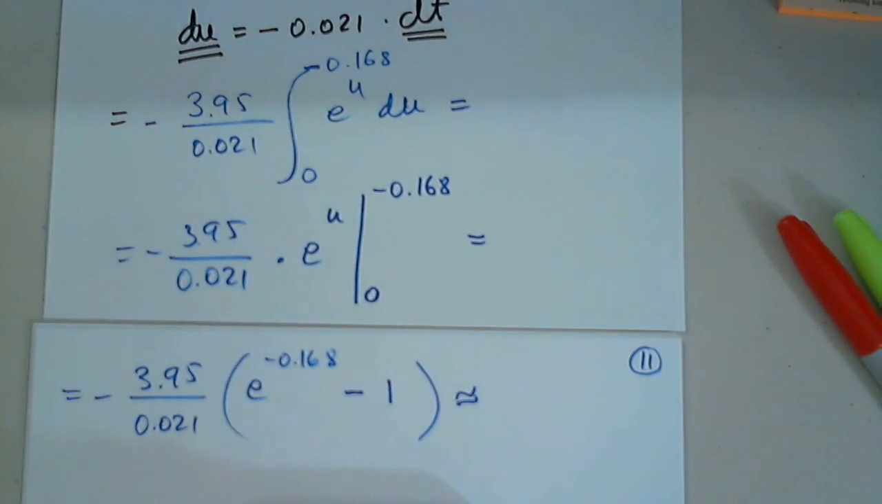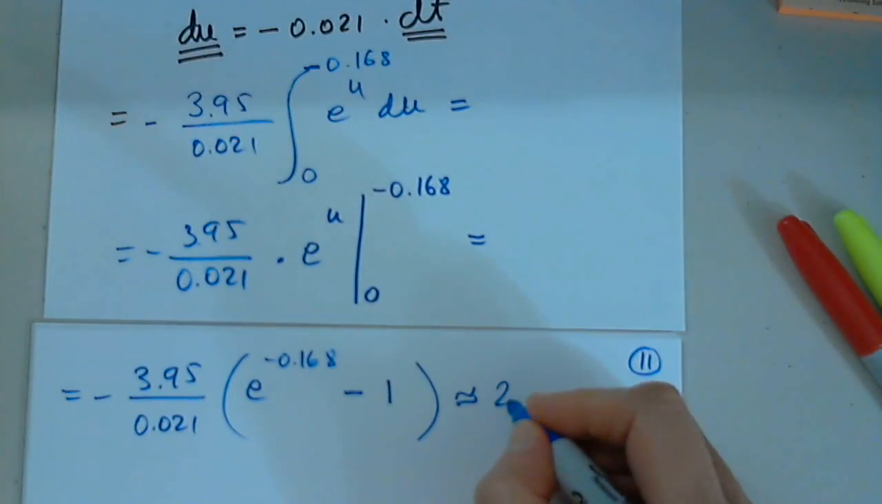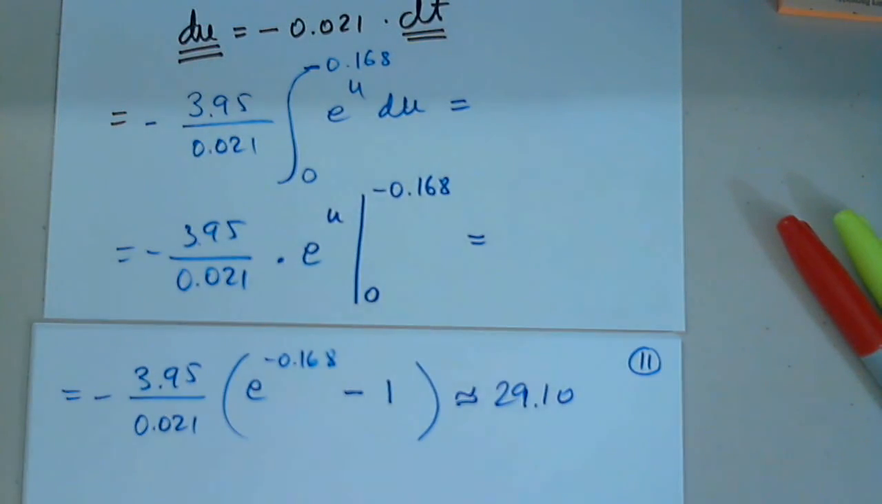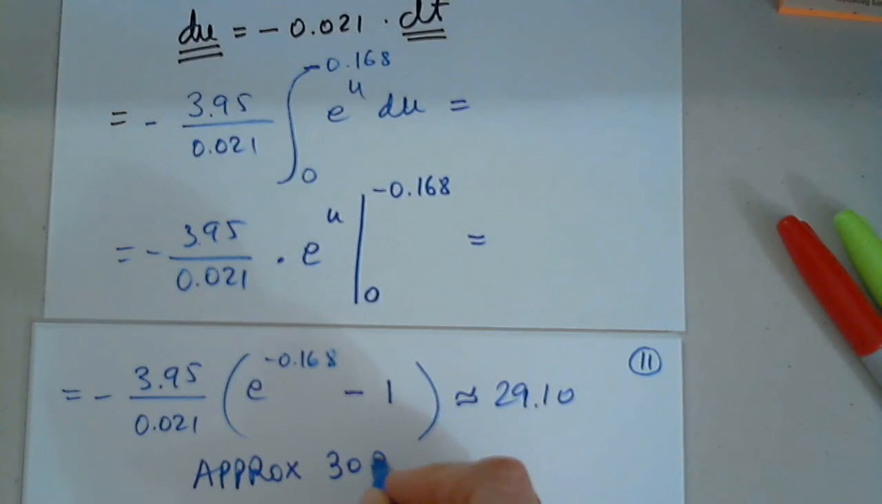So 29.08, so 29.10. So roughly, let me stop sharing. So the answer is approximately 30 people per 1,000.